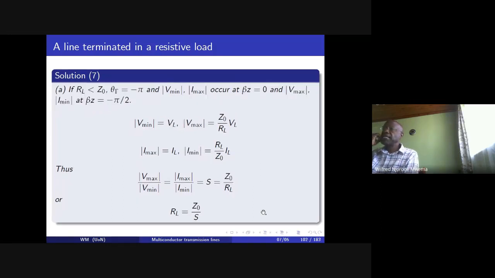If RL is smaller than Z0, then RL minus Z0 is going to be negative, and therefore we can say that that one is a value of theta gamma that is minus pi.